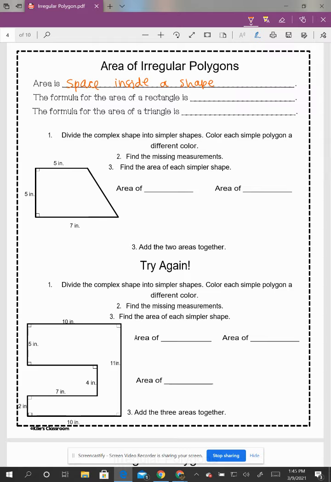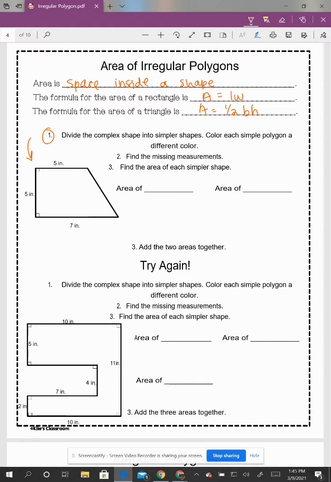Now let's refresh our memory of what the area of a rectangle is. If we write the formula, it's just area equals length times width. The area of a triangle formula is area equals 1/2 base times height. Those should be review.